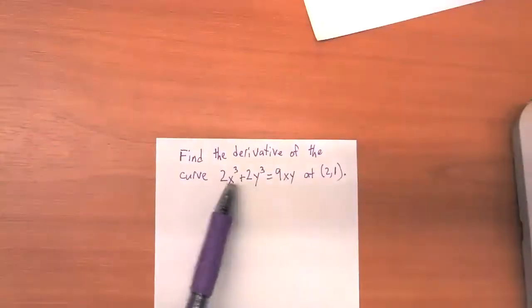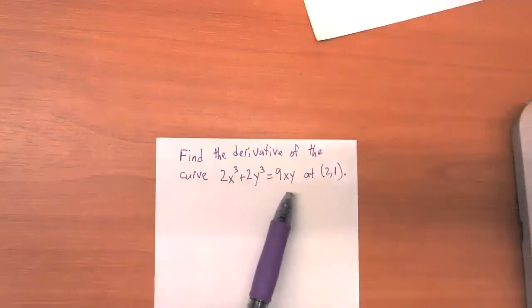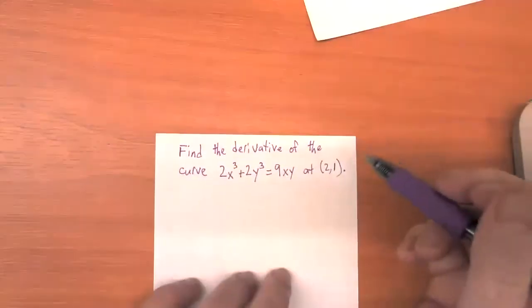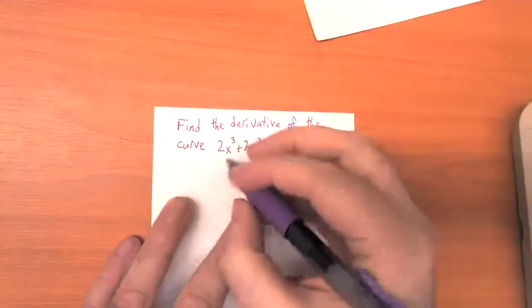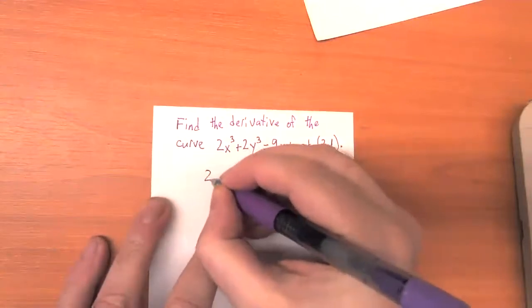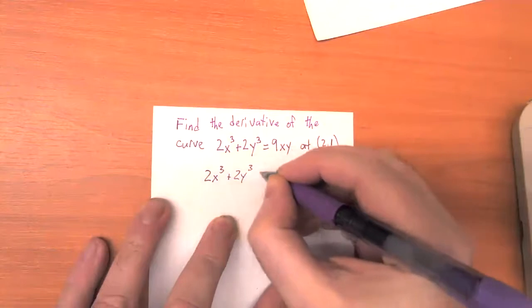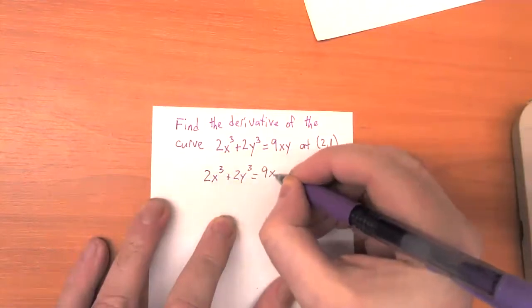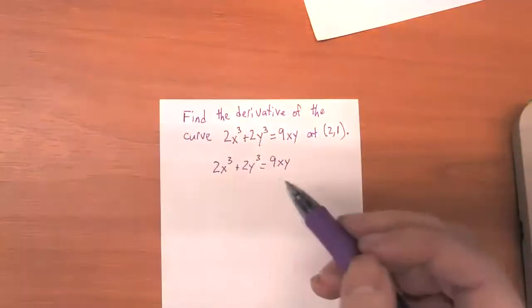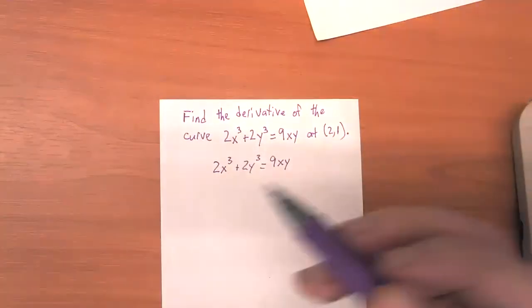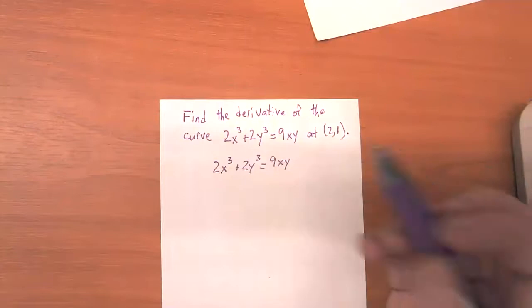So our original problem was dealing with the curve 2x cubed plus 2y cubed is equal to 9xy. And our point we were interested in finding the derivative at was 2 comma 1. Okay, so let's start out with 2x cubed plus 2y cubed is equal to 9xy. And we want to take the derivative of both sides of this equation with respect to x.